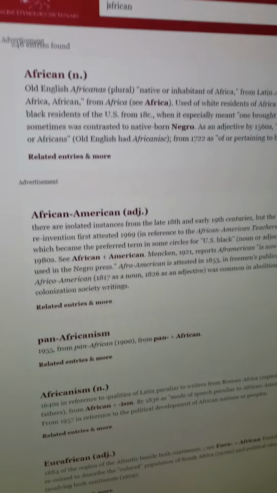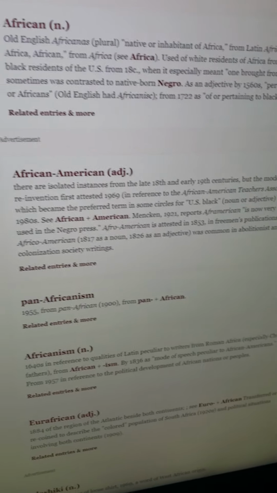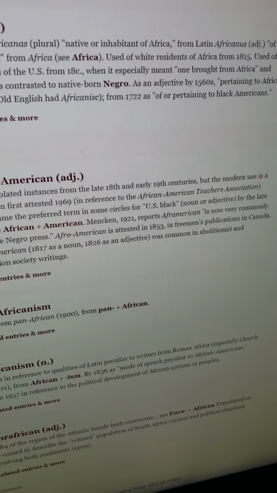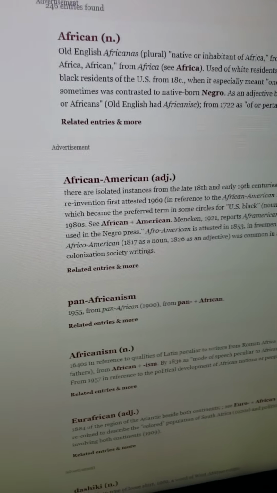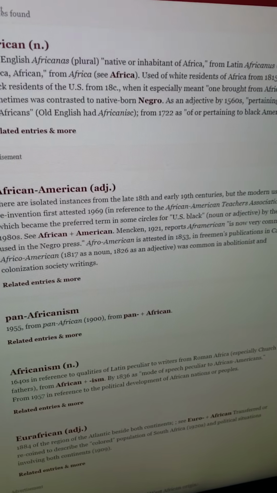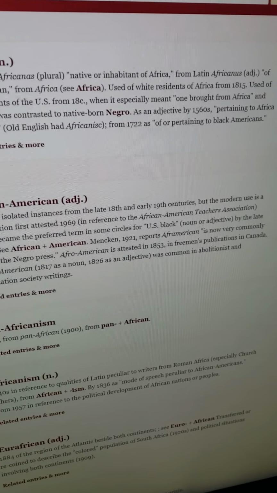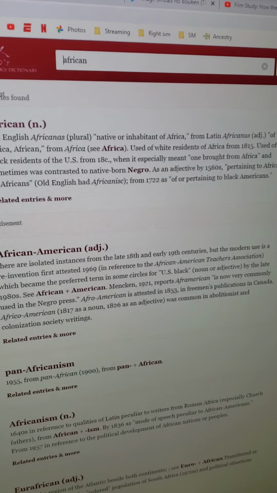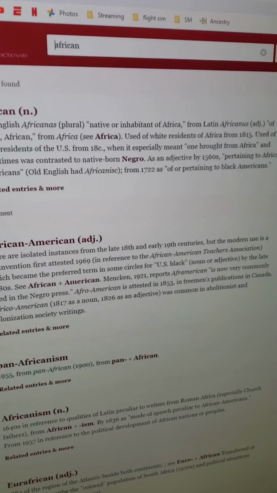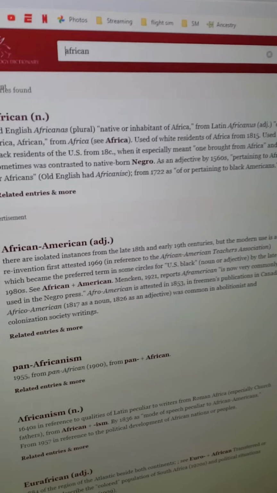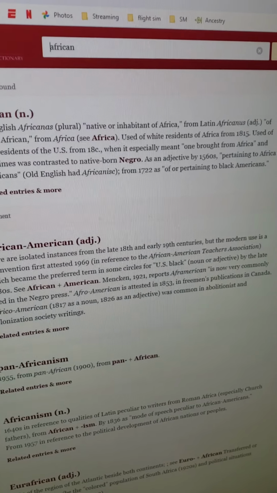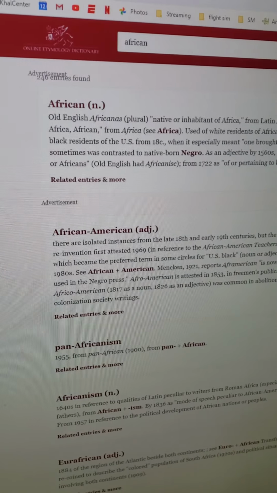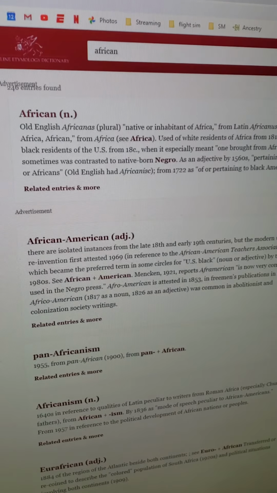All right. So I can get into the African American and how it became the preferred term in some circles for U.S. black, in quotation marks, meaning they know that all blacks don't come from Africa, because as we've seen up here, from 18th century, when it especially meant one brought from Africa, when it especially meant, meaning that's not what it means anymore. It especially meant one brought from Africa, and sometimes was contrasted to native-born Negro.